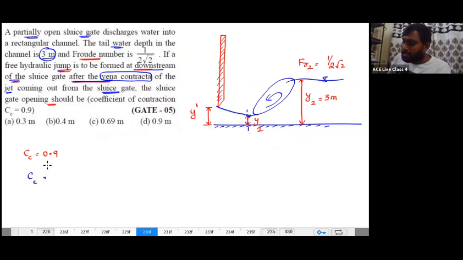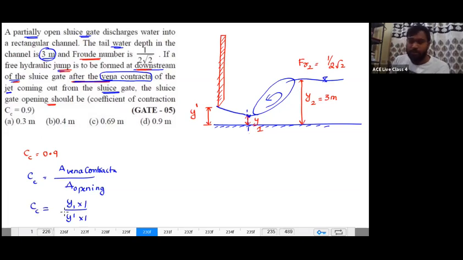What is Cc? Area at the vena contracta by area of opening, which means y1 into 1 per unit width by y dash into 1. This is the coefficient of contraction. So if I know the y1, then I can find out the y dash. So y dash is nothing but y1 by Cc. So first of all, find out the y1.